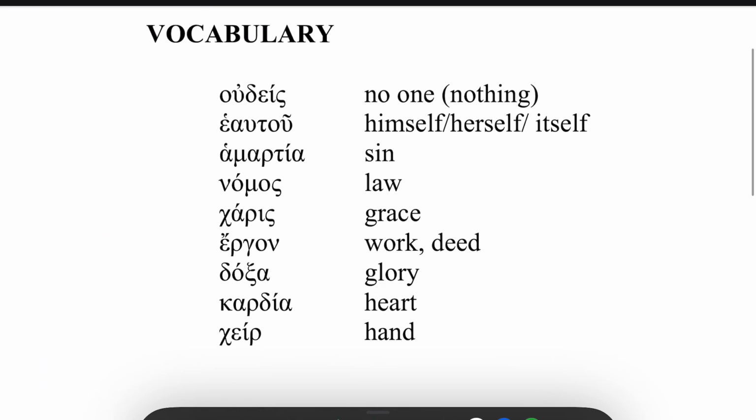So we have oudeis, which means no one or nothing. Heautou, himself, herself, itself. Hamartia, sin. Nomos, law.